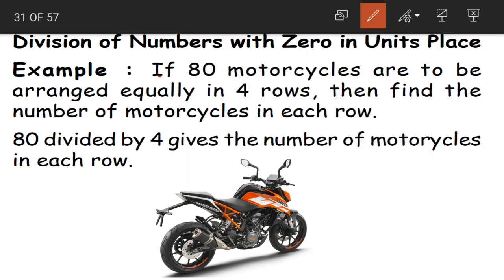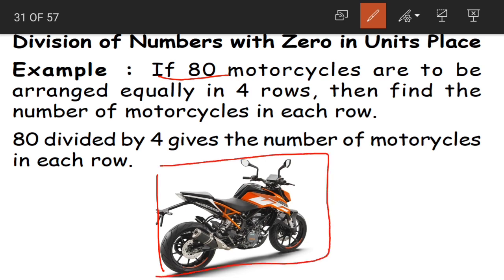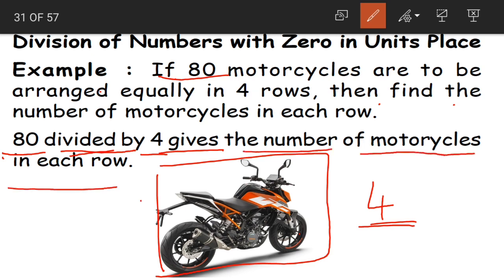Now what should we do with these 80 motorcycles? Motorcycle is nothing but a bike here. Yes. So these bikes are to be arranged equally in 4 rows. And we should find out the number of motorcycles in each row. So what should you do? 80 should be divided by 4. 80 divided by 4 gives the number of motorcycles in each row.